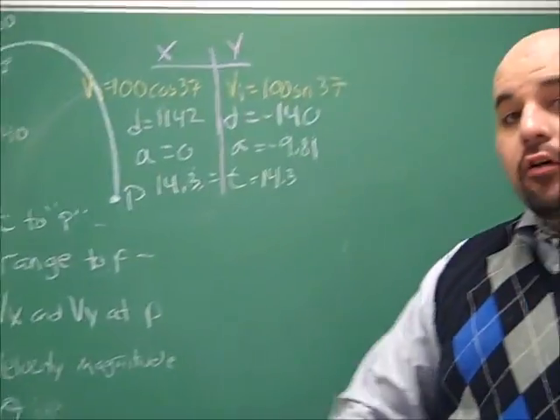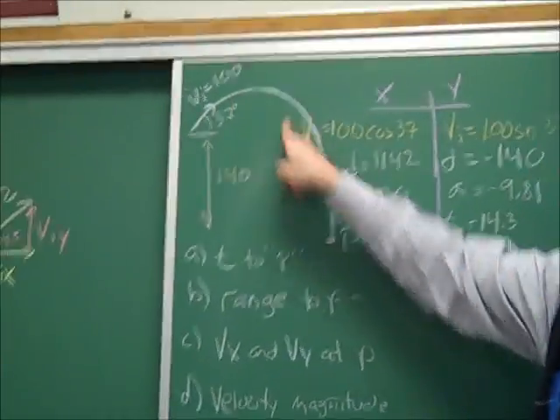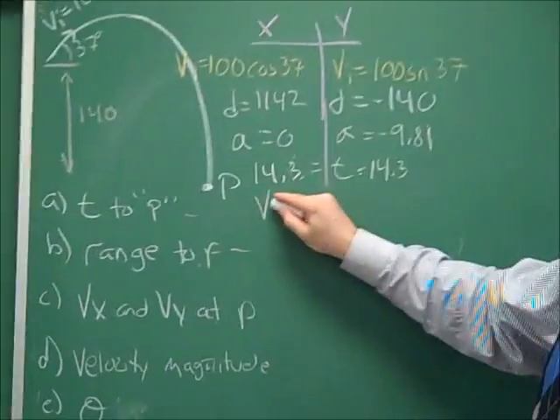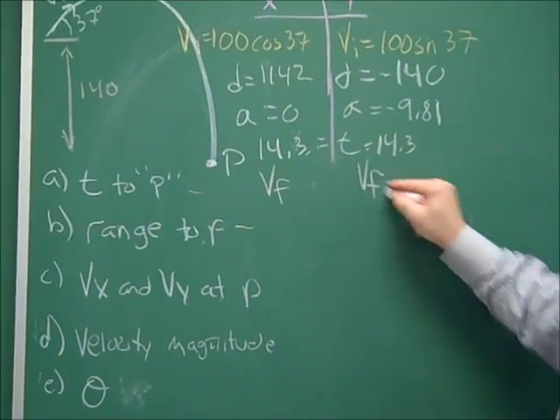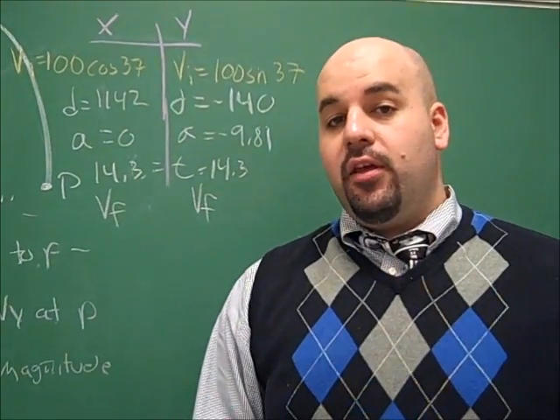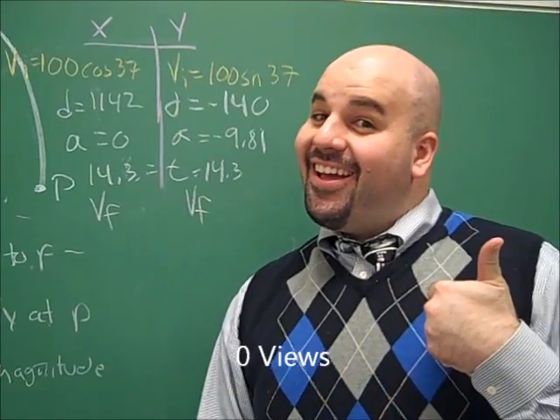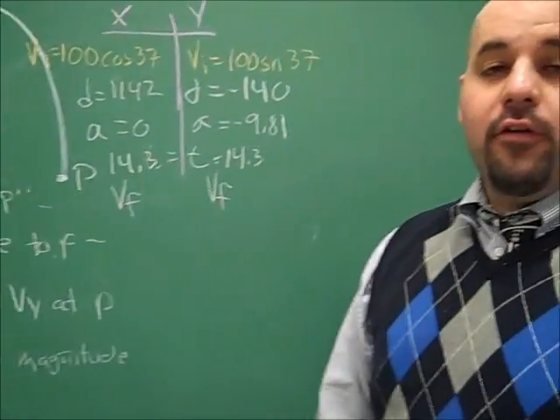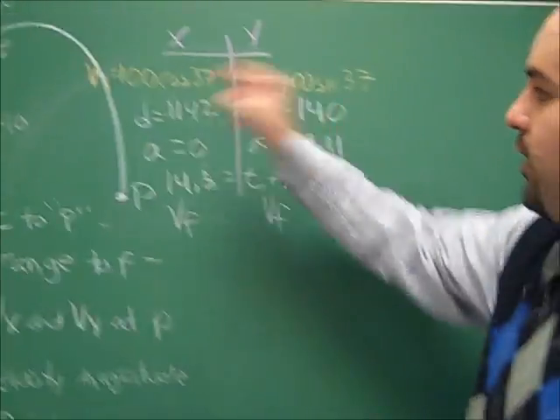Point C says find the x and y velocities at point P. So that's going to be the final velocities for this entire interval. So I'm going to add something new to my table: VF for x and VF for y. But if you're looking at my previous videos, which you are, YouTube, VF for x does not change. It's the same as VI.